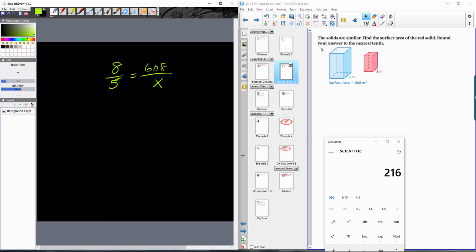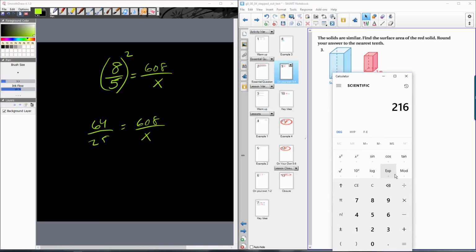Again, it says surface area. So I'm going to go through and square. So this will be 64 over 25 equals 608 over X. And when I cross multiply this, and let's just do 25 times 608, I'll get 15,200 equals 64x. And if I divide by 64 on both sides, I get 237.5.